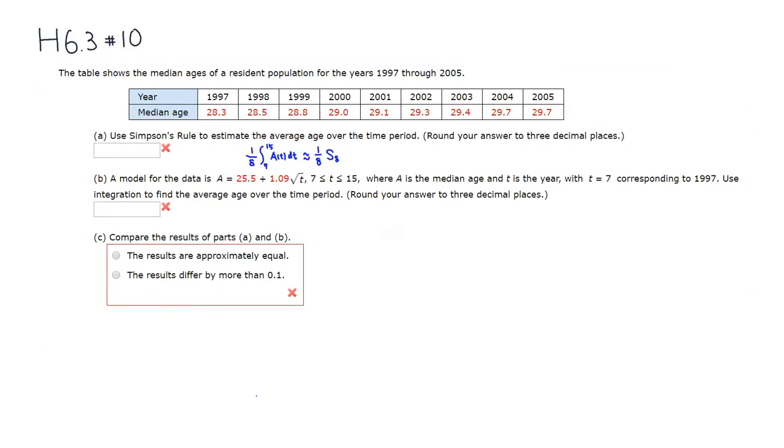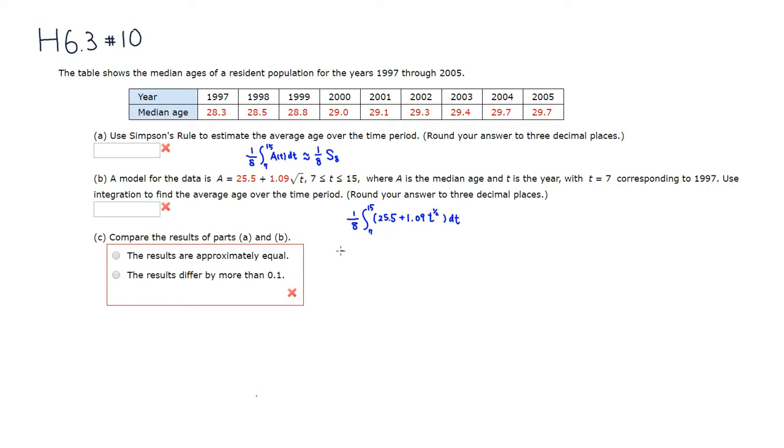Now look at part B. We just need to evaluate this integral using this A of t function. So this is going to be 1 over 8 times the integral from 7 to 15 of 25.5 plus 1.09 square root of t. I don't like square root, so I'm going to write it as t to the 1/2 power, with respect to t.